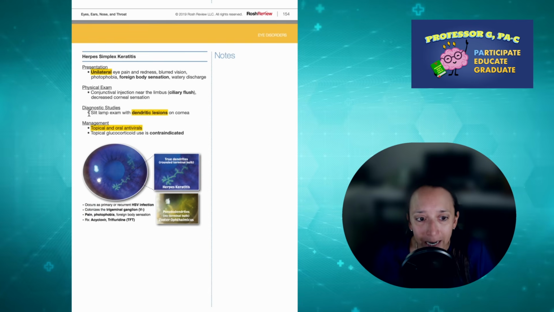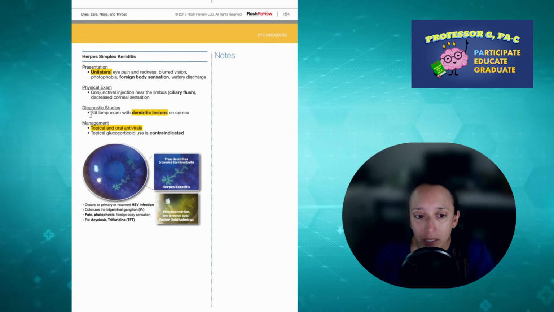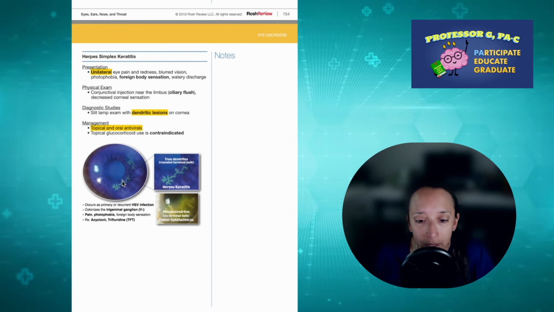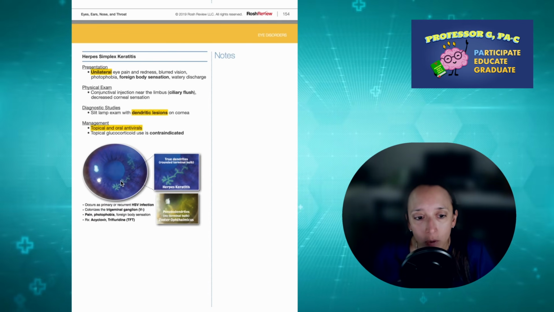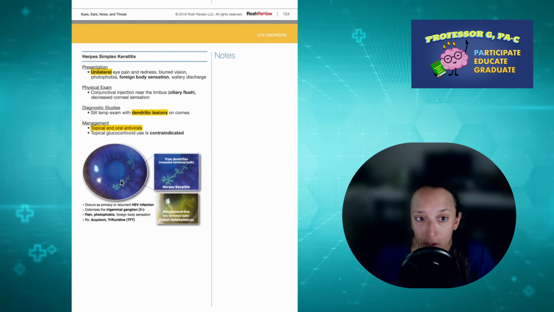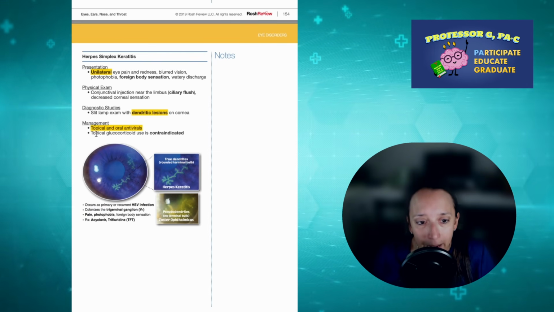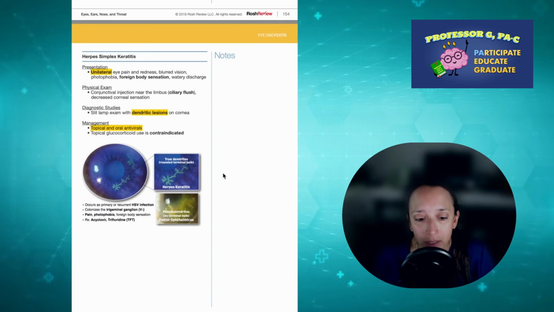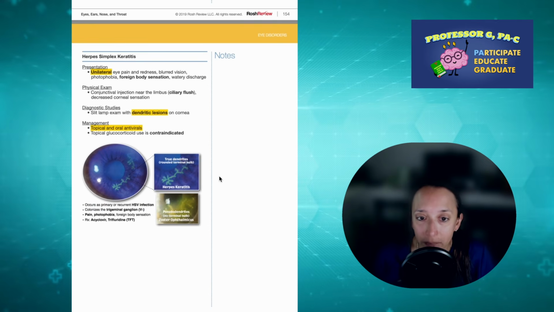And on diagnosis, we'll want to use a fluorescein stain with either a slit lamp or a Woods lamp. And we're looking for those classic dendritic lesions, which look like little neurons or lightning bolts. And we'll notice these on the cornea. This is a sign that we do have a herpes simplex keratitis. And we'll want to treat them with topical and oral antiviral medications. They'll need a referral to ophthalmology so that they can have this followed, because it can be sight impairing.